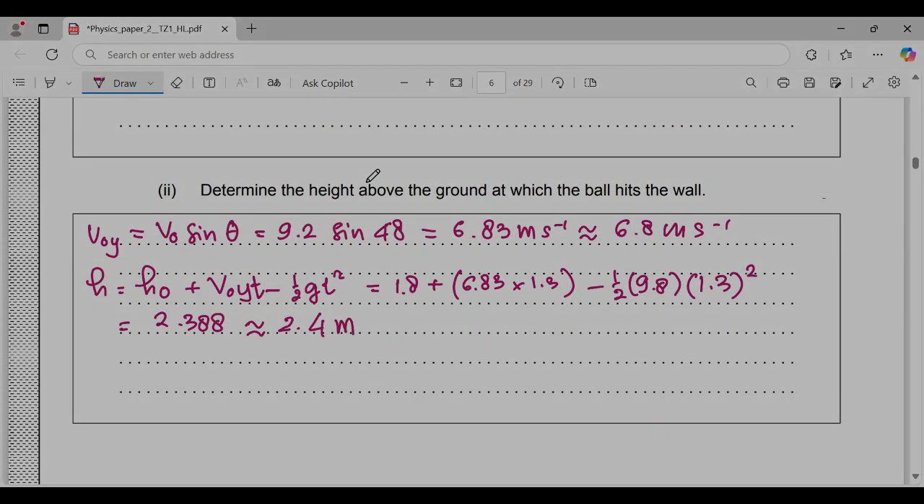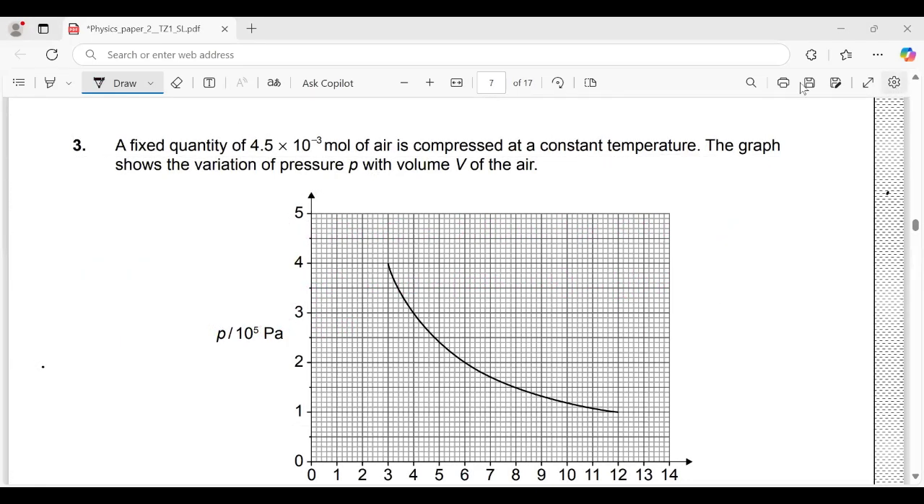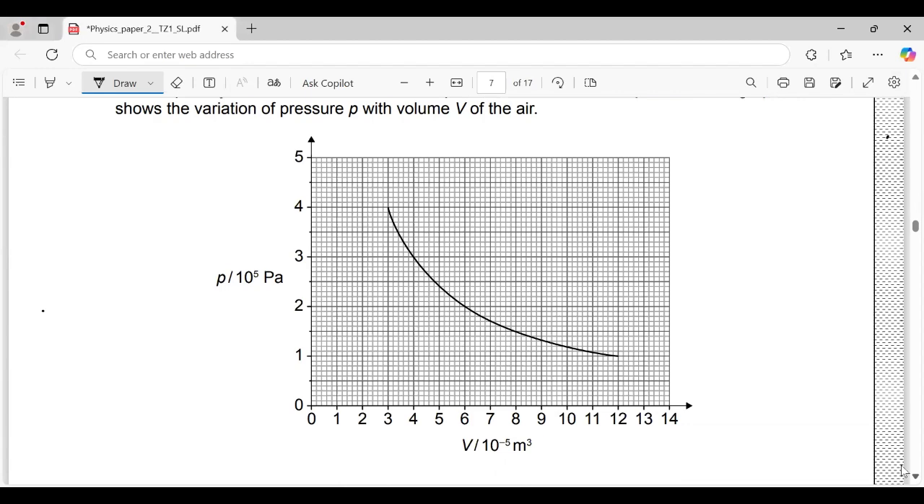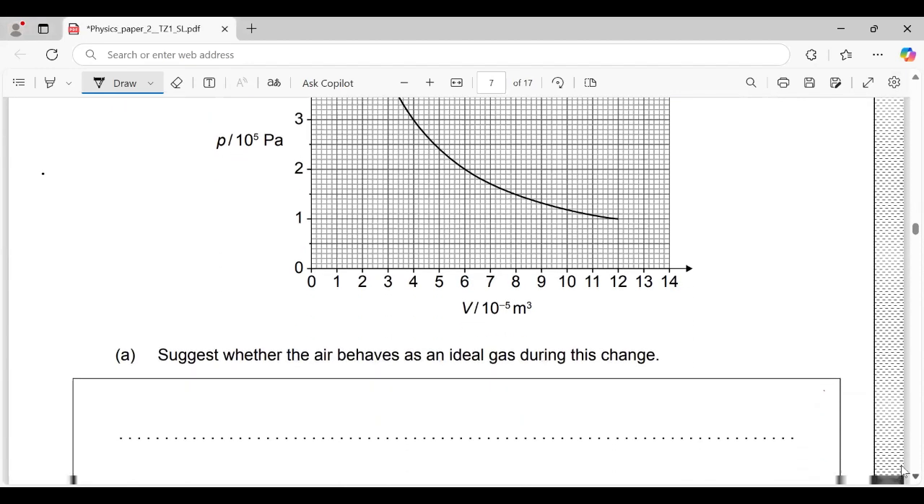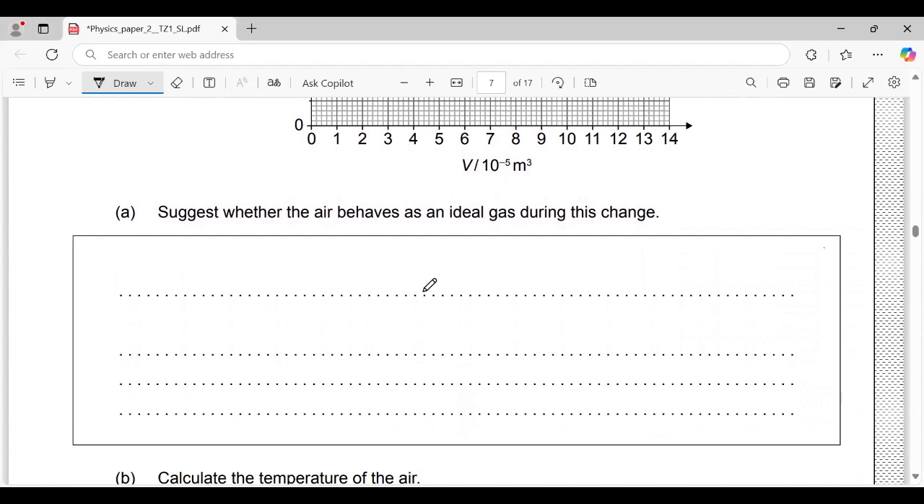Number 3. A fixed quantity of 4.5 times 10 power minus 3 mole of air is compressed at a constant temperature. The graph shows the variations of pressure P with volume V of the air. This is the graph. Next. Suggest whether the air behaves as an ideal gas during this change.